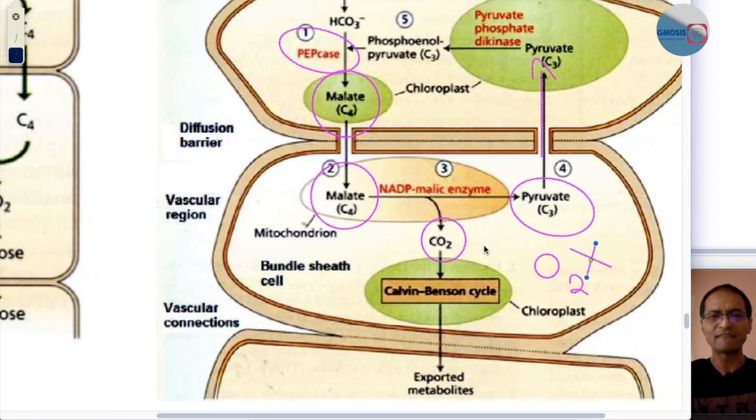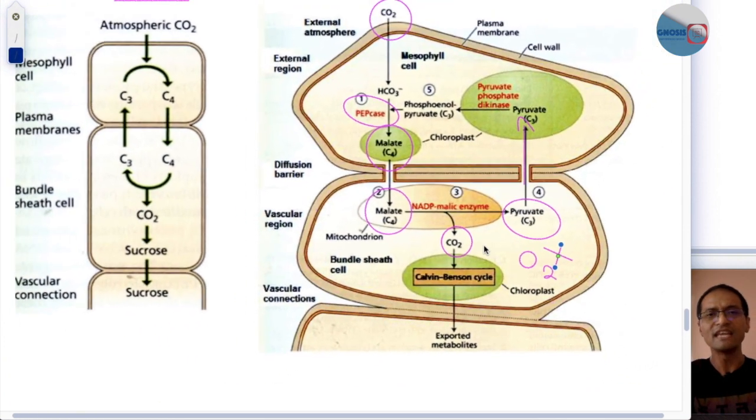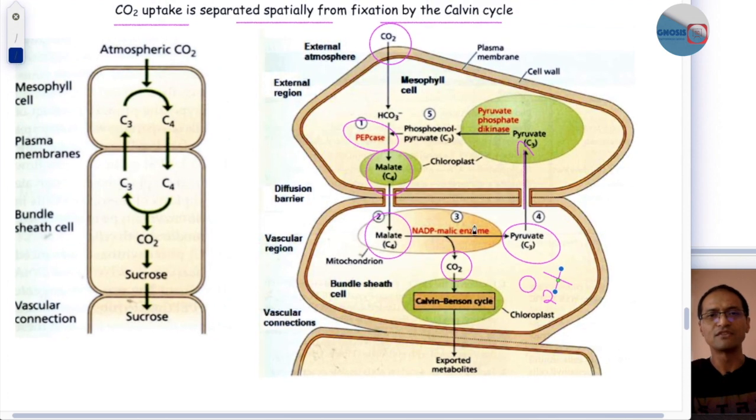So this is the adaptation that you have in the C4 plants, and the movement of these molecules is facilitated through the plasmodesmata, which are the connections between these different cells that you have in the tissue of the leaf.